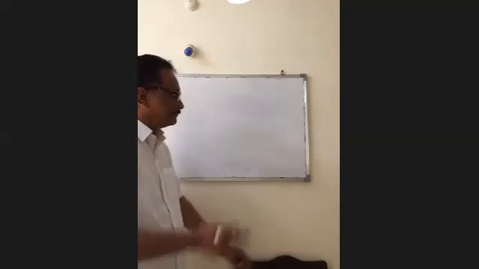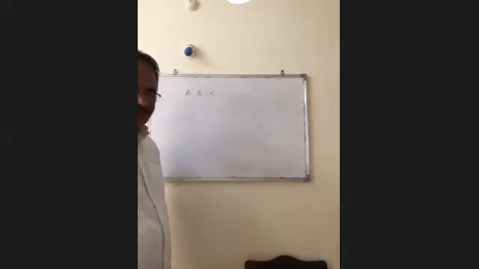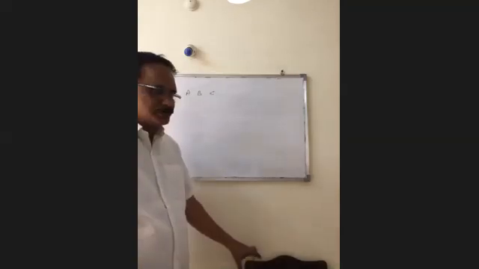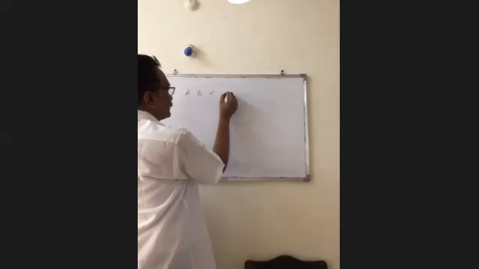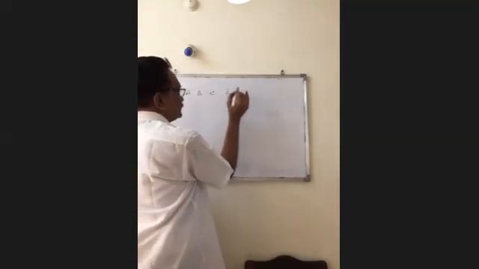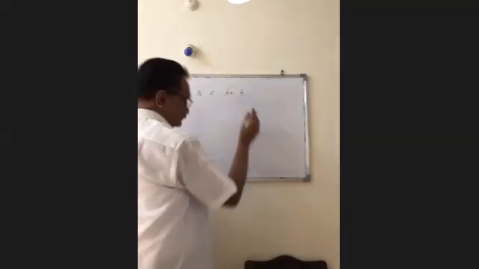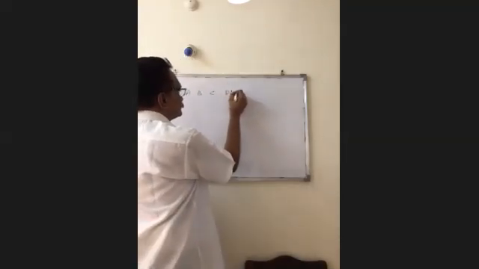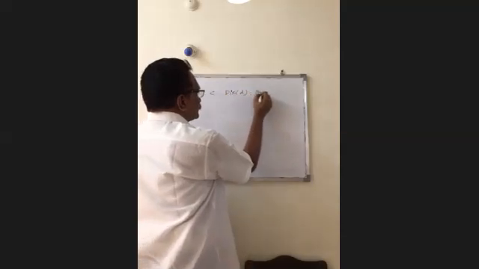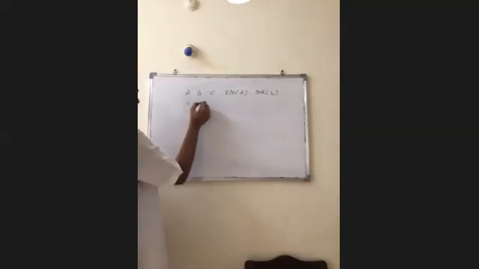For example, if A, B, and C are the three bits, the full subtractor produces difference and borrow outputs. This is the difference output and this is the borrow output. Let us assume 8 possible input cases.